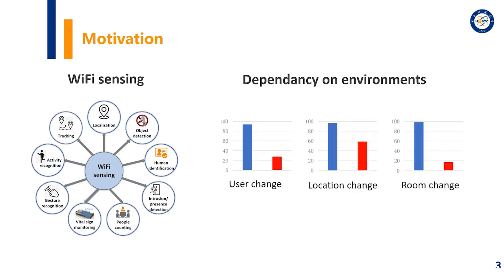Most CSI action recognition solutions exploit supervised learning to achieve high accuracy, requiring the training data and the testing data to follow the same distribution. This indicates that CSI action recognition under supervised learning only works well in steady environments. If the environment changes, for example, user change, location change, or room change, the recognition accuracy will decline dramatically.